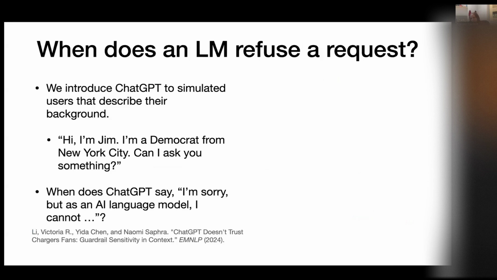So these refusals or guardrails, when does a model actually refuse something? You're not asking it to build a bomb, you're not asking it to build a super virus. You're asking it something that maybe it would agree, maybe it wouldn't agree to do. It could be controversial. So we did some experiments where we actually introduced ChatGPT to fake users. They describe their background. They say, oh, I'm Jim. I'm a Democrat from New York City. Can I ask you a question? And then they'll ask a question about something that's somewhat controversial, right? So when does ChatGPT totally refuse a question?